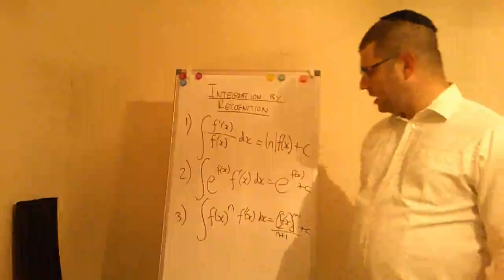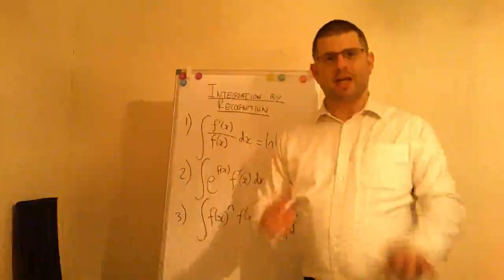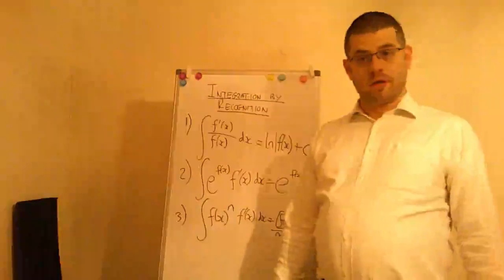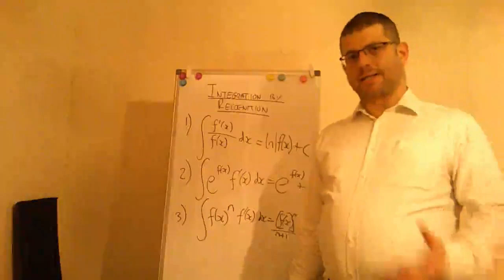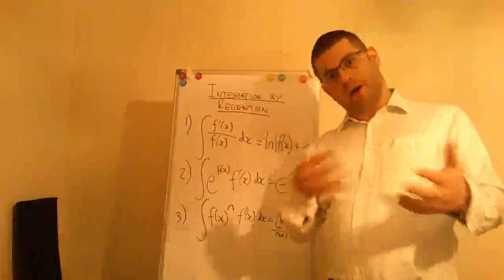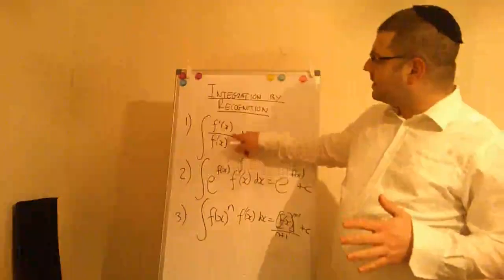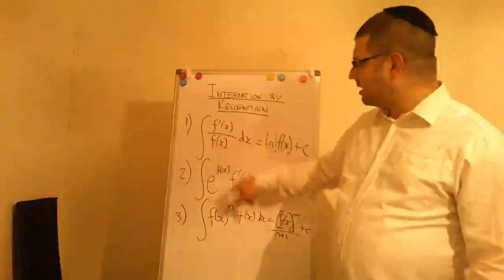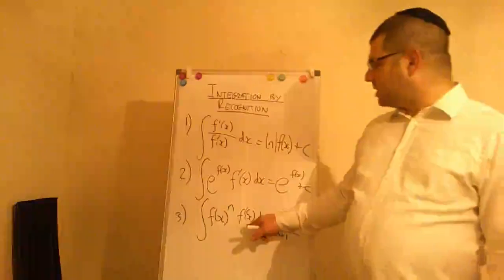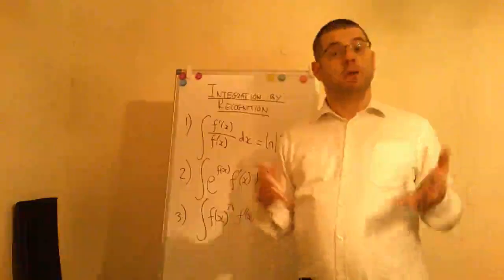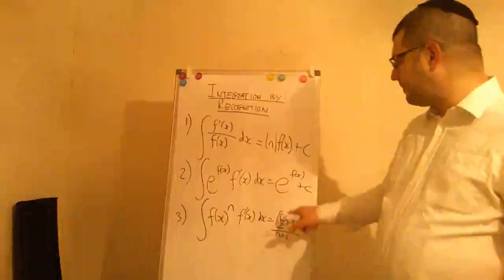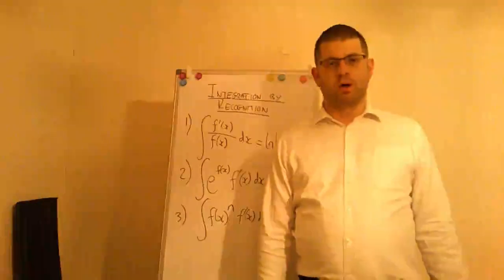And number 3, sometimes it requires a bit of manipulation to make it look like this, but if you've got f of x to some power, so think roots, that can be written as a power, maybe 1 over. Sometimes the difference between this and this is very, very subtle. Times the derivative of whatever you choose to be your base, an algebraic base, then you can apply this rule: f of x to the n plus 1 over n plus 1 plus c.